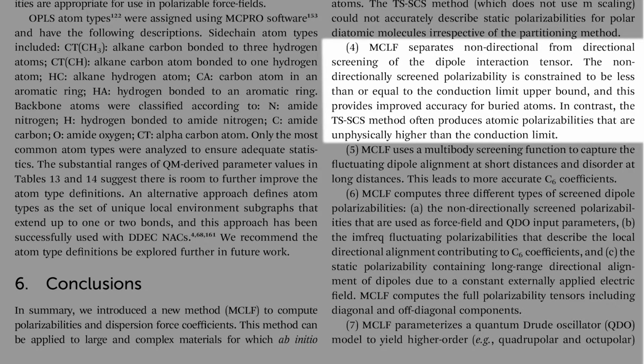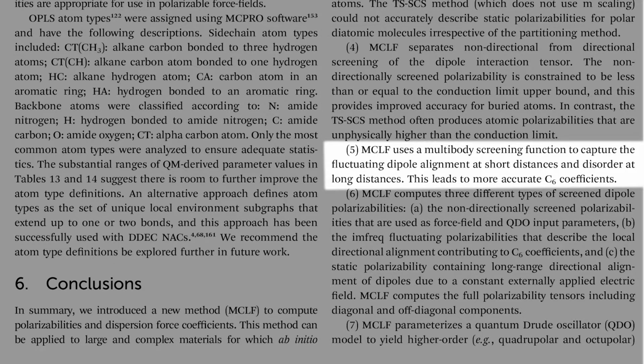The non-directional screened polarizability is always less than or equal to the conduction limit upper bound, providing improved accuracy for buried atoms. 5. MCLF uses a multivariate screening function to capture the fluctuating dipole alignment at short distances and disorder at long distances, leading to more accurate C6 coefficients.